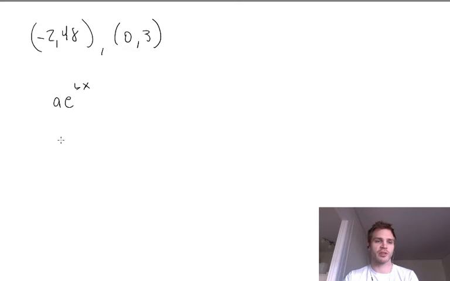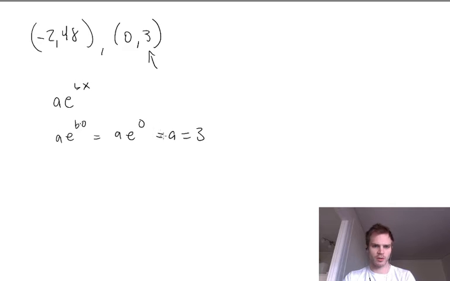So we can plug in 0 for x, and then we'll get a times e to the b times 0, right? But this is just equal to a times e to the 0, and anything raised to the 0 is 1, so this equals a. So when x equals 0, a equals 3, okay? And you know that because it's the y value here. And actually, maybe I should state that a little bit better.